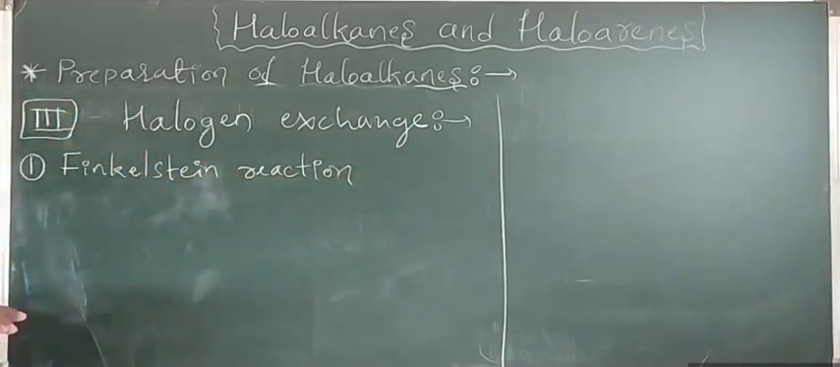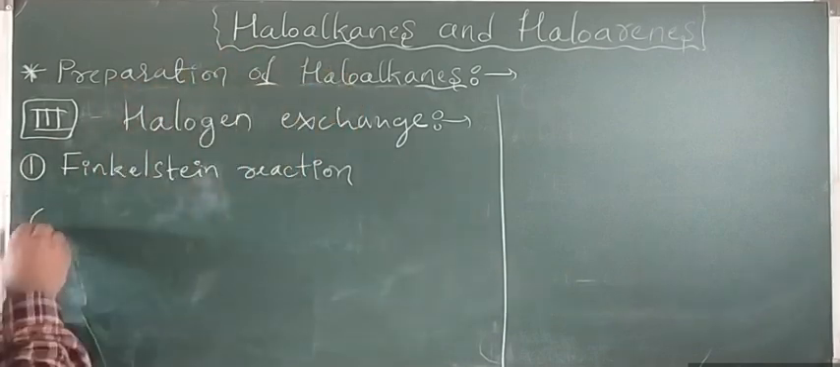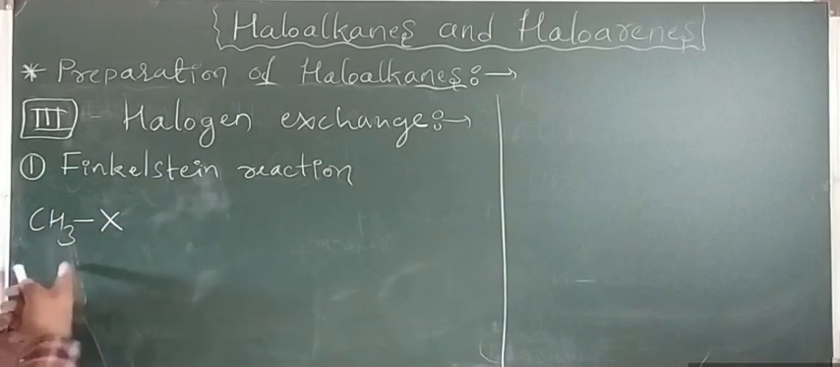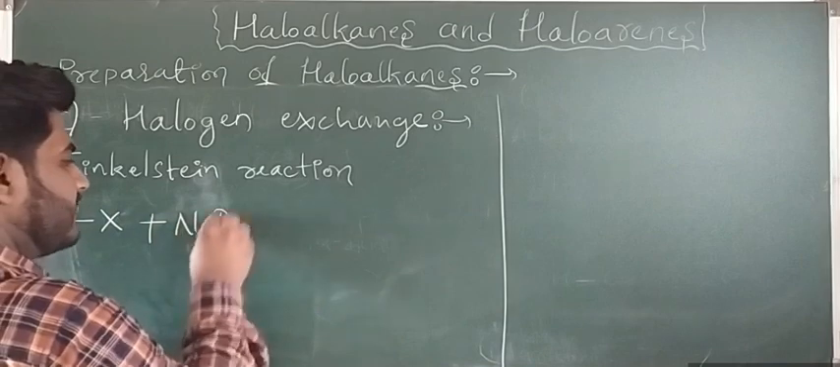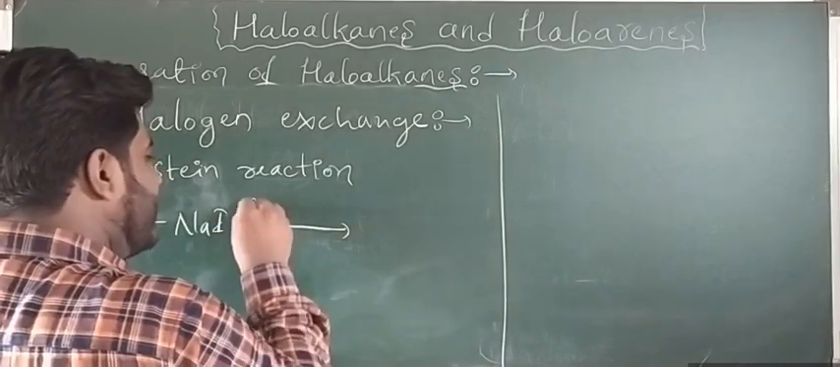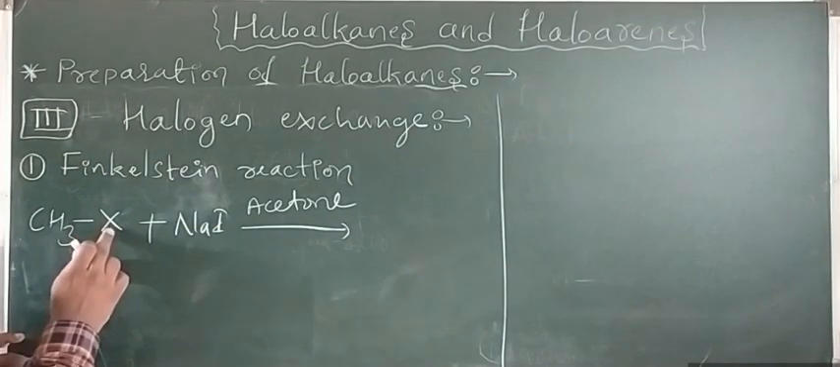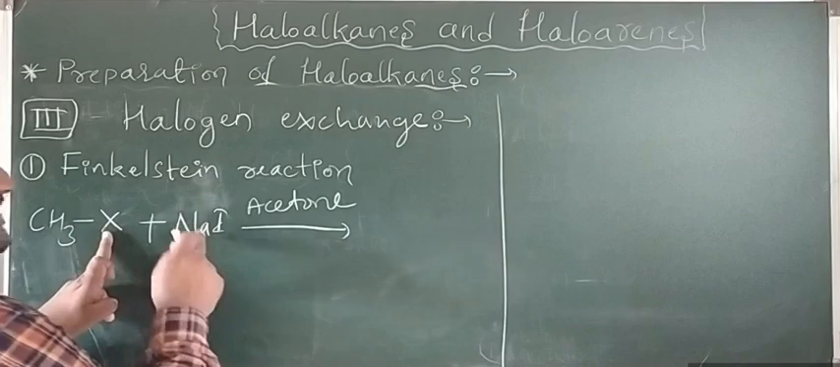What Finkelstein said is they have taken an alkyl halide, a haloalkane only. So I will take a methyl halide, whatever methyl halide it may be. So they have used sodium iodide. What they have used? Sodium iodide in acetone as a solvent. What did they get here? Look at here. This X is exchanged with this sodium. I is added here, X is added here.